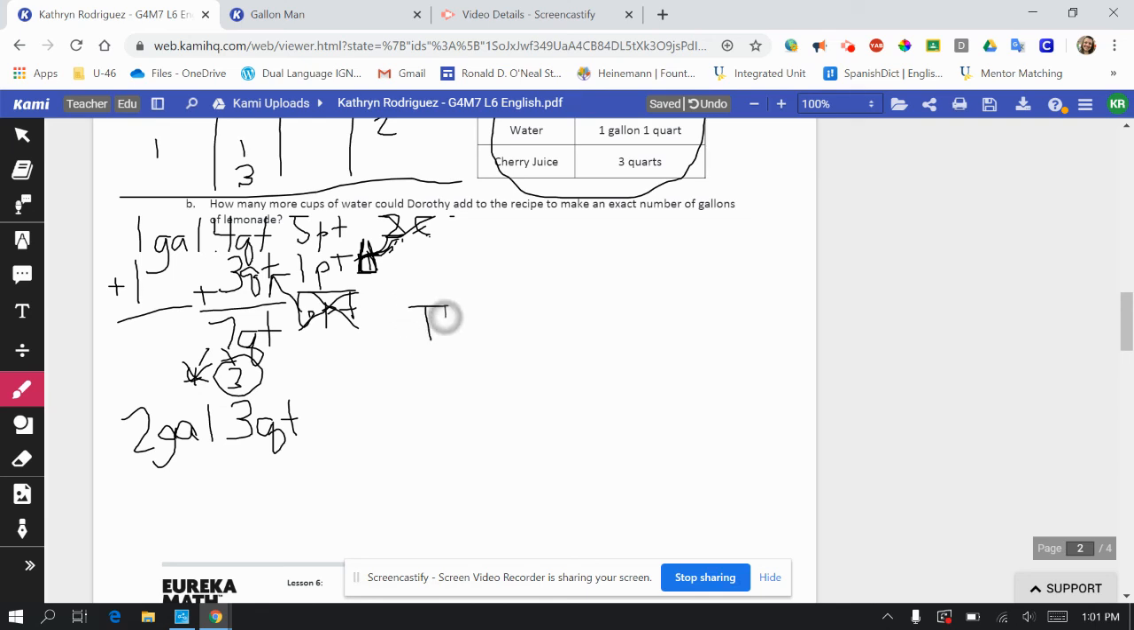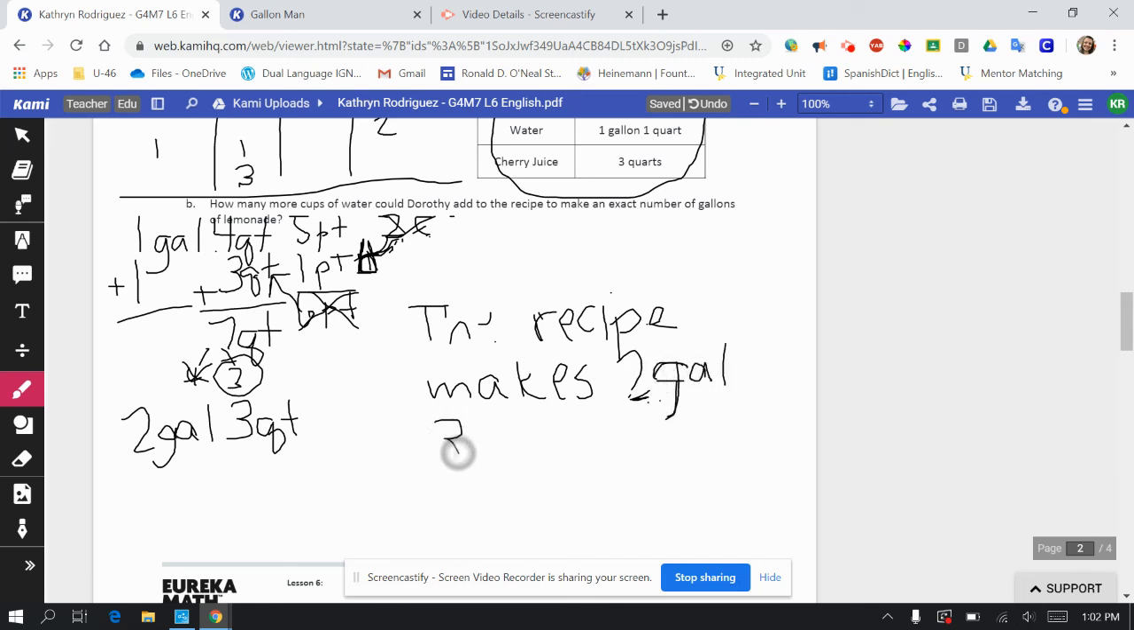So the recipe makes 2 gallons, 3 quarts. All right, so we're going to stop today because my pen is giving up and I'm late for a Zoom meeting.